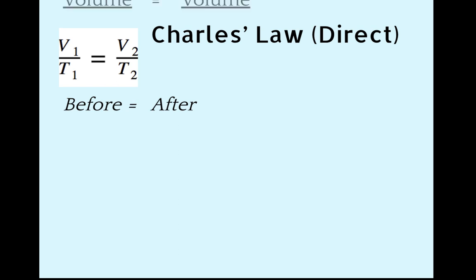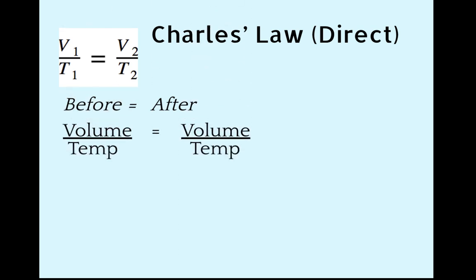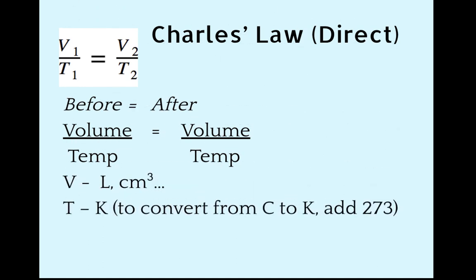Again, we're looking at before equaling after. Volume over the temperature before is equal to volume over the temperature after. And this is a direct proportion. Volume is measured again in liters and centimeters cubed. Temperature, however, has to be measured in Kelvin. So if you're given the Celsius temperature, simply add 273 to get the Kelvin.